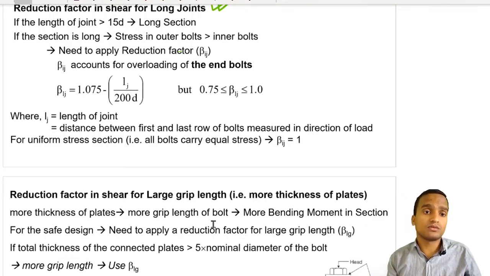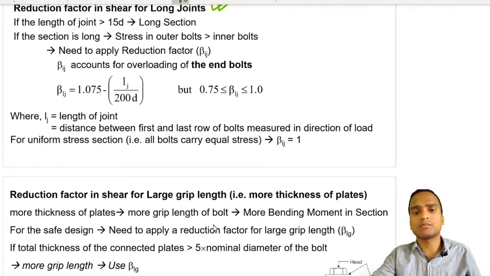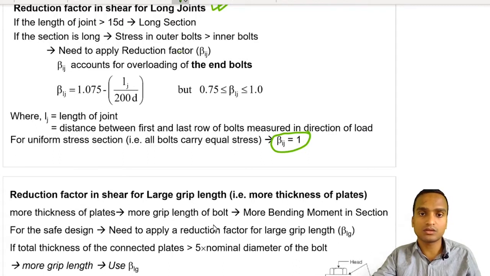If the joint length is not larger than 15 times the diameter of the bolt, then if you put all the values, it will come to nearly 1. So when our joint is not a long joint, we simply put beta lj equal to 1. And if there are cases of a long joint, then we have to use this formula.